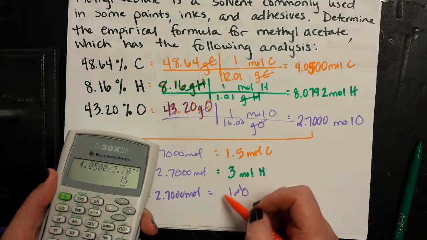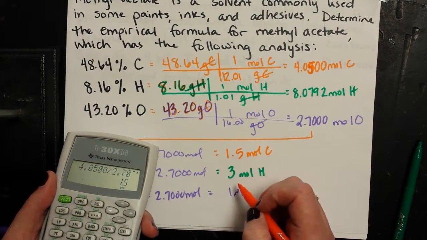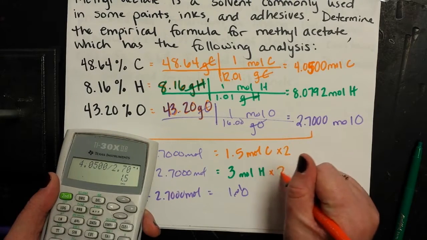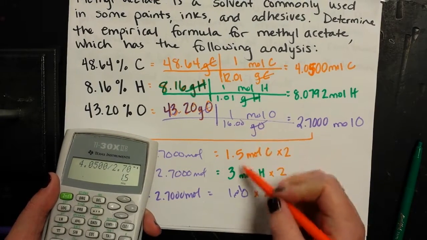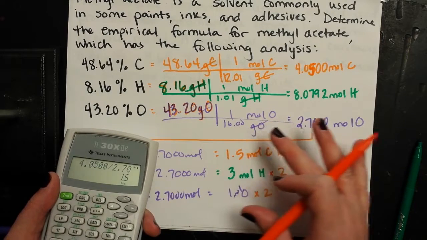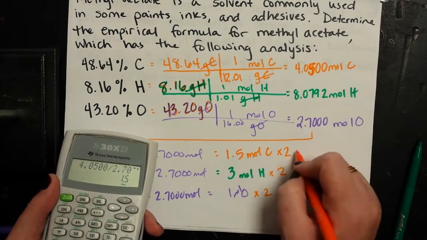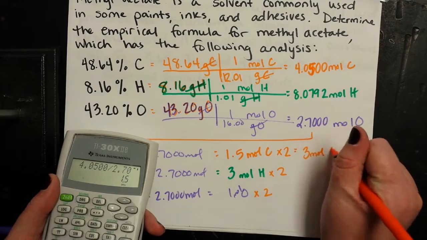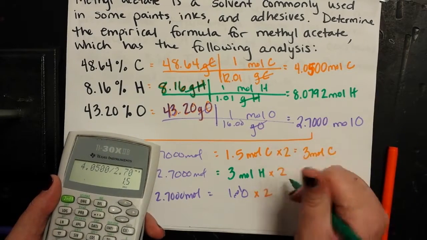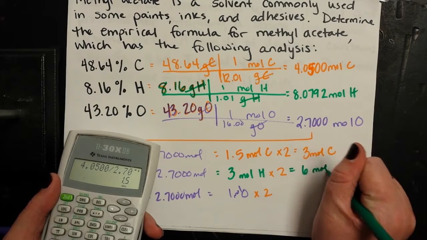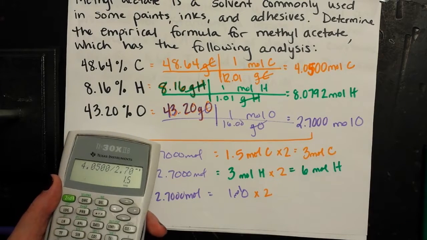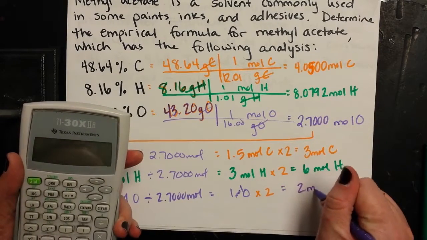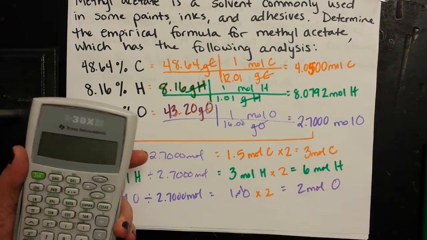When I see that half number, just like you did with balancing equations, you've got to multiply everything by 2 if you have a half number. So it keeps the same ratio, but it puts it all into whole numbers. And when you do that, you're going to get 3 moles of carbon for every 6 moles of hydrogen, and every 2 moles of oxygen.